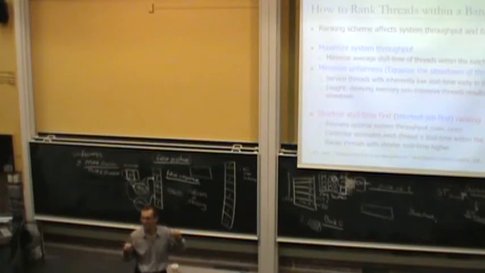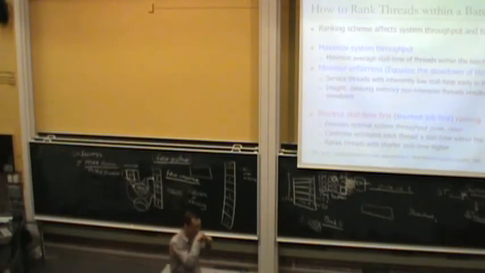Does that make sense? So if a thread has very few requests, a short stall time, rank it higher. Now the stall time also takes into account parallelism, as we will see. Yes?